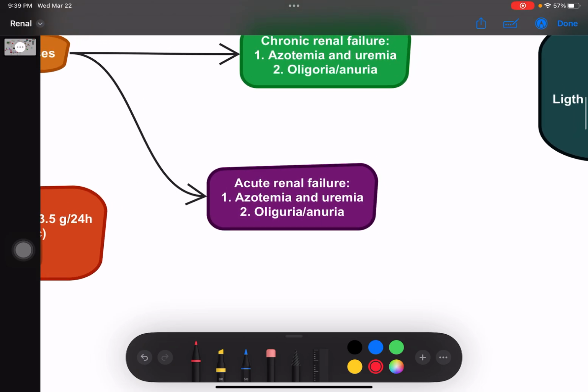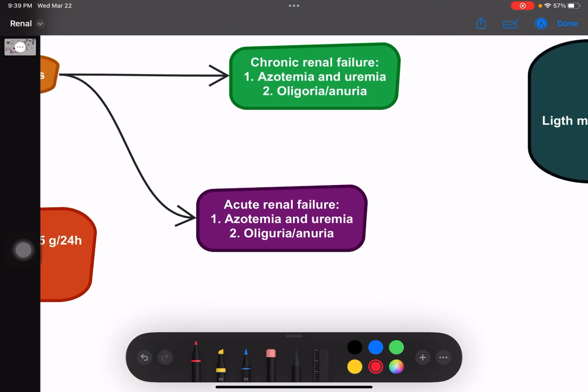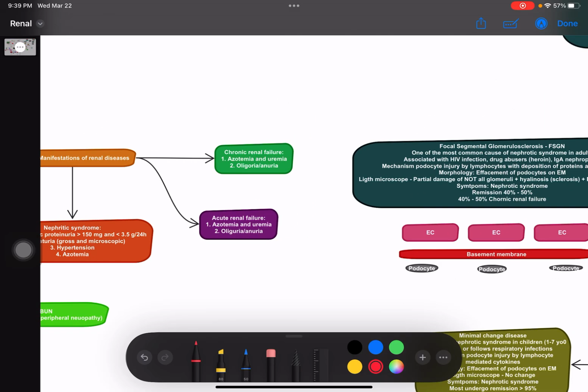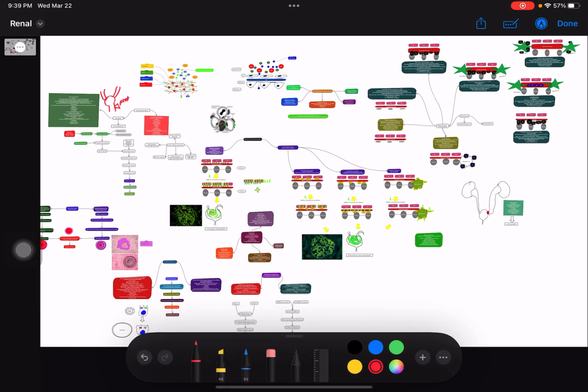And for acute and chronic renal failure, we have azotemia and uremia, and both end in either oliguria or anuria. So consequently, less urine, oliguria, and anuria when there's complete absence of urine.